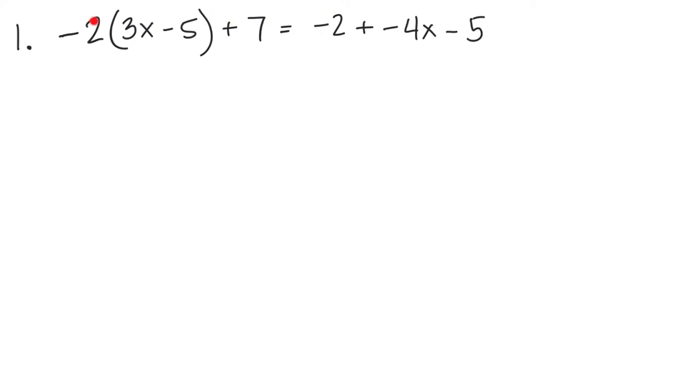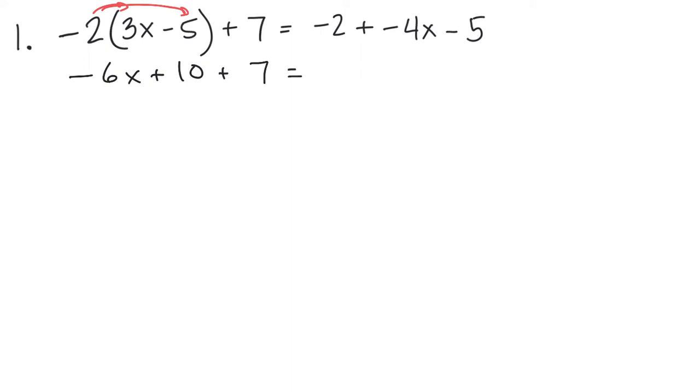Looking at the left side of the equation, I can see that I need to get rid of the parentheses first, and I can do that by expanding. So multiplying both terms by -2, I get negative 6x, and I'll have a sign change here, and that will be plus 10, and I will bring down my plus 7.